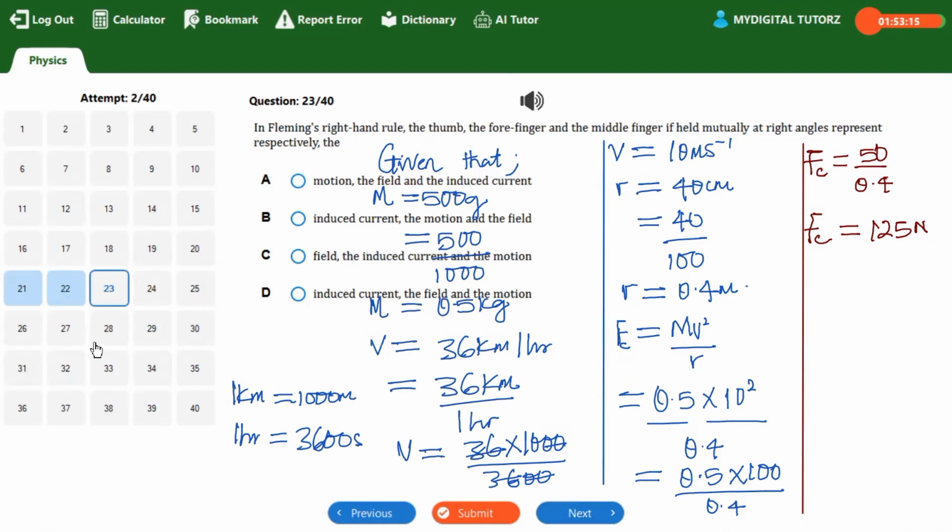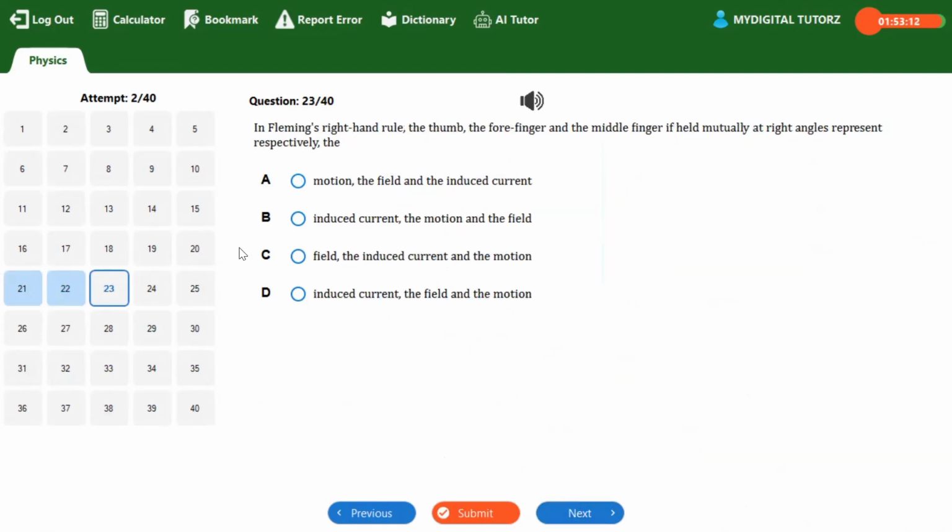Moving on to the next question, which is question 23. Question 23 says, in Fleming's right-hand rule, the thumb, the forefinger, and the middle finger, if held mutually at right angles, represent what? So what does the thumb represent? The thumb represents motion. Exactly, motion. The forefinger represents the field.